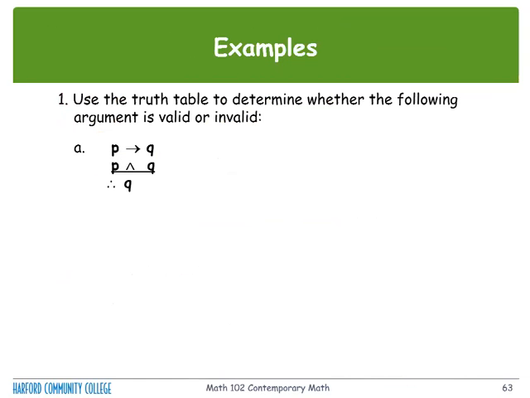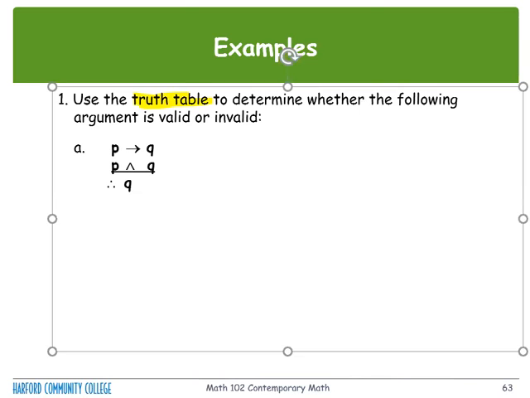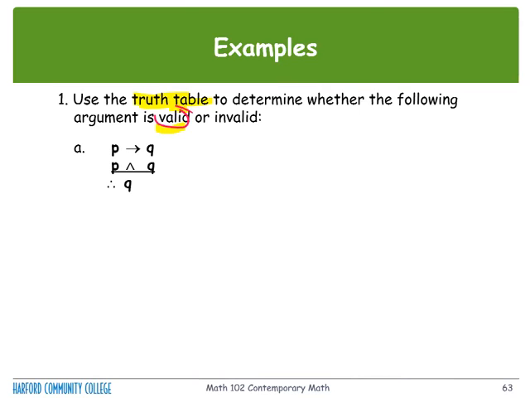Let's get started. For this example, use the truth table to determine whether the following argument is valid or invalid. Valid means tautology, or all return a true statement. From the symbolic form provided, the first row is called premise number 1, and the next is premise number 2. When you draw the line with the three dots, this one is called the conclusion.